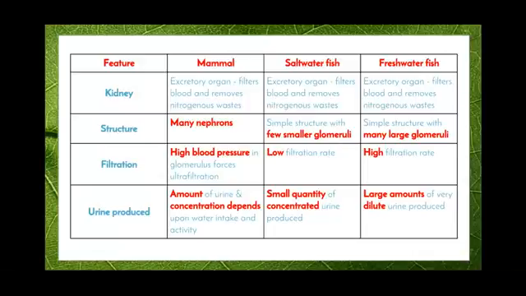Okay, the other thing to note is the filtration rate, where mammals have a high filtration rate, and along with our freshwater fish, in order to try to get rid of as much of that water as possible, and our saltwater fish have a low filtration rate. Okay. Also, our amount of urine produced is slightly different between the three different types of animals depending on their environments.